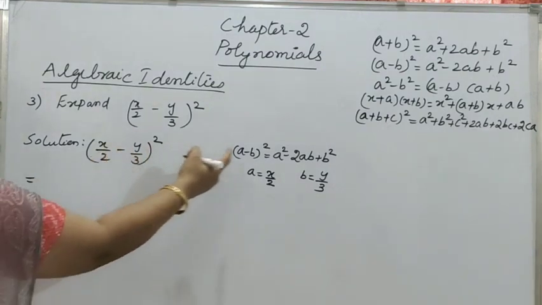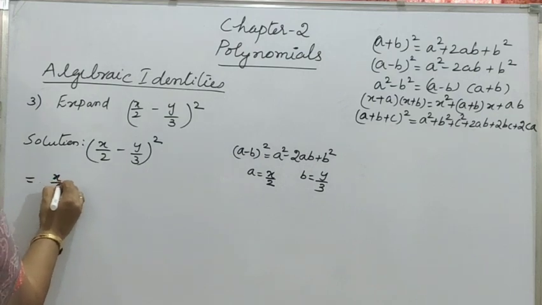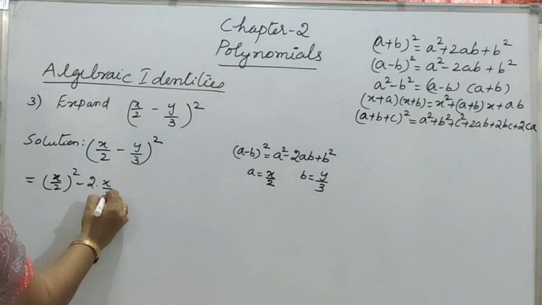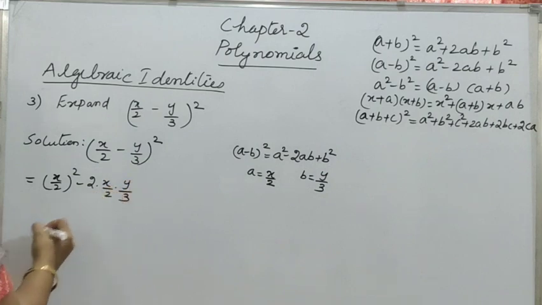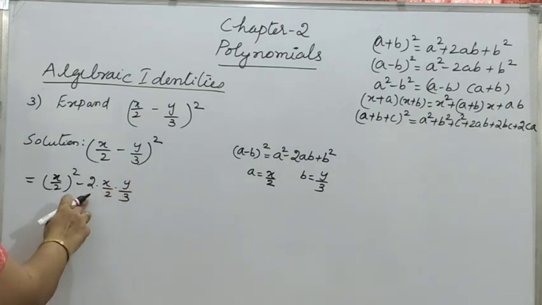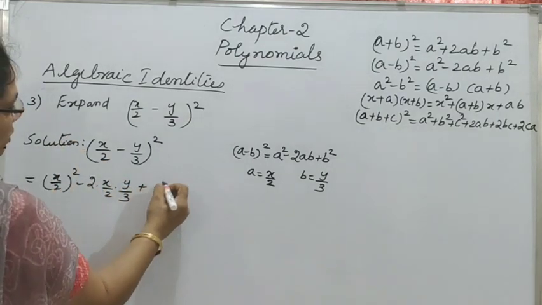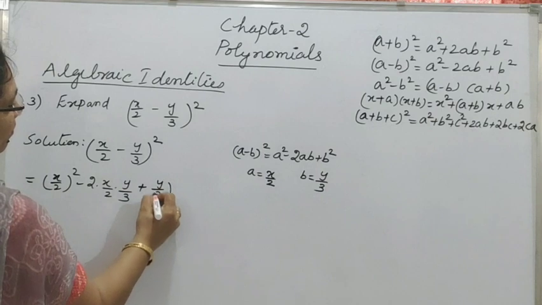So now we have to write a square. So x by 2 whole square minus 2 into x by 2 into y by 3. What is the expansion I have done here? 2ab, 2 into x by 2 into y by 3. Next term b square, so y by 3 whole square.